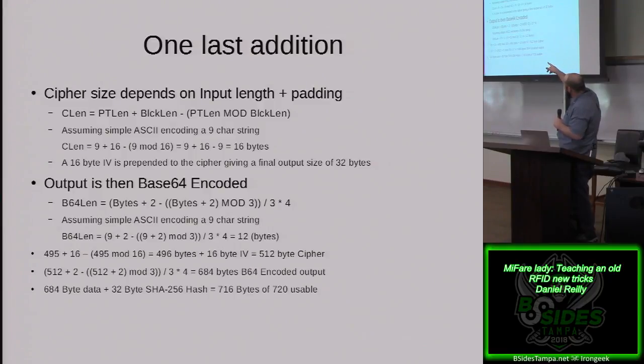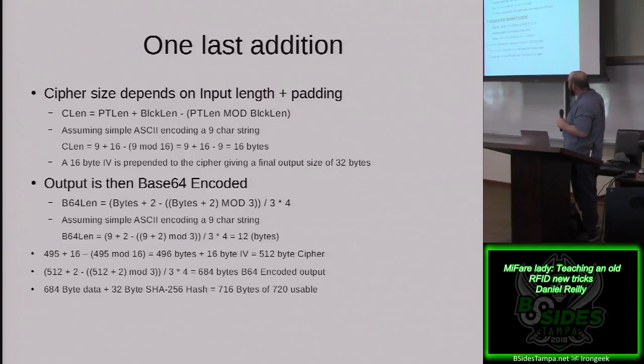So if your plain text length is 9 characters, your block size is 16, you're going to end up with a 16-byte cipher, right? And then you append a 16-byte IV, which was what the initialization was done with. And that gives you a total size of 32 bytes. Alright, nobody actually looks at encoded bytes. We base 64 encode them so that we can write them out as strings.